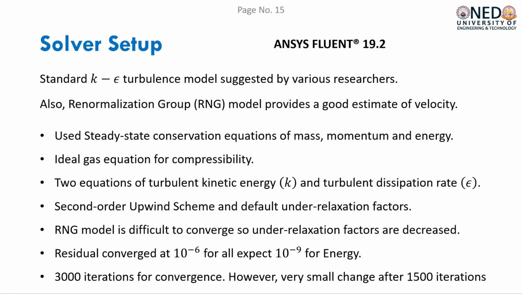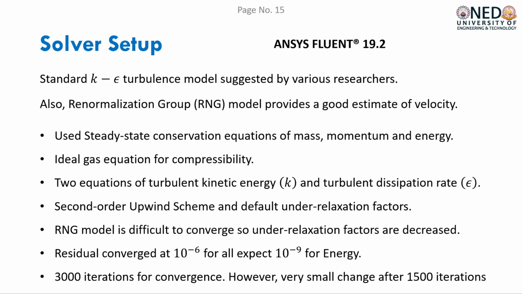Standard K epsilon model is found to be the best fit for the validation of experiments of vortex tube. However, RNG K epsilon model provides a good estimate of velocity. Three equations of conservation laws are used where compressibility effect is considered. Steady state conditions are applied to mass, momentum and energy equations. Also, ideal gas equation is considered to determine change in density.